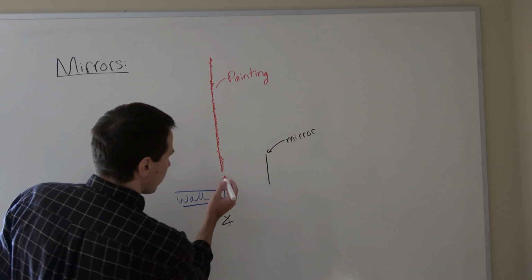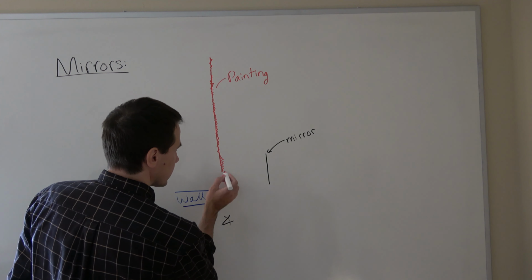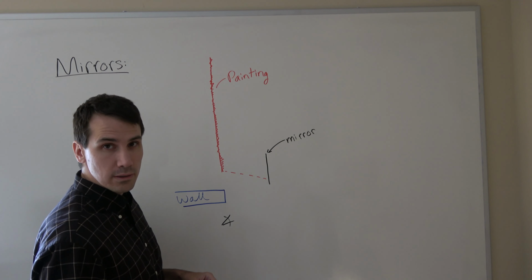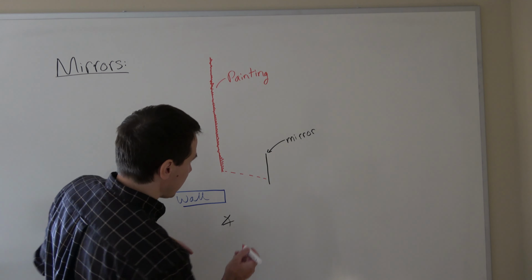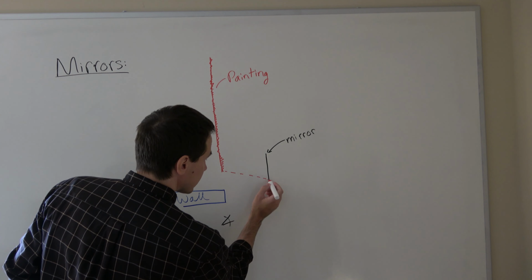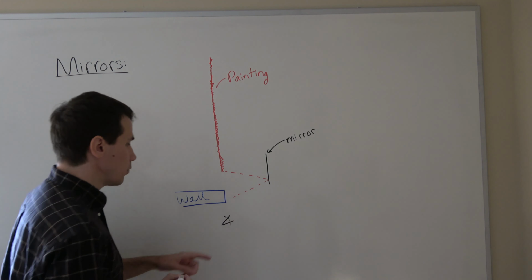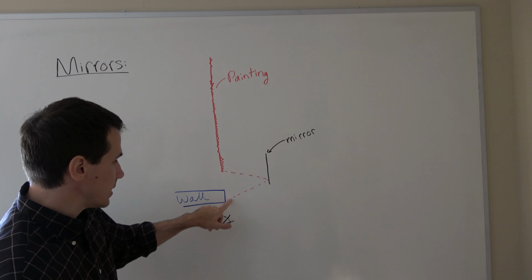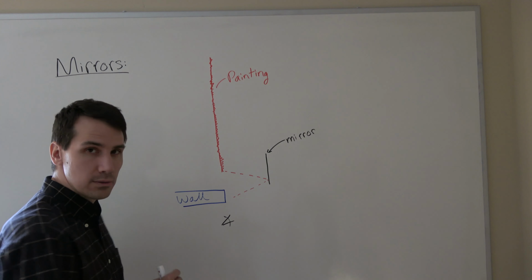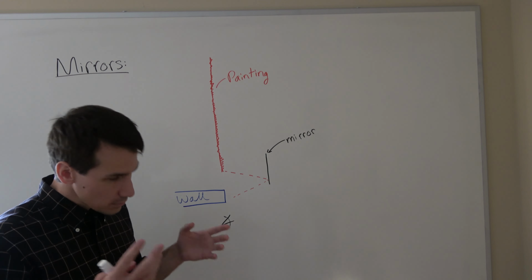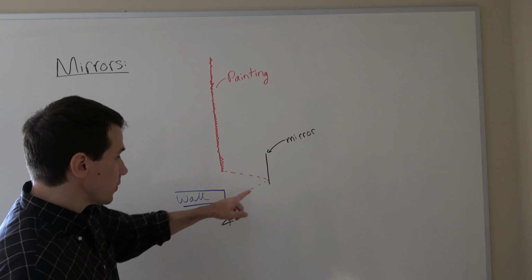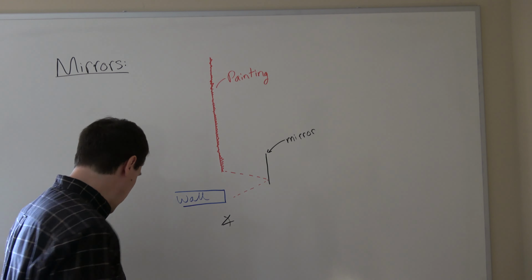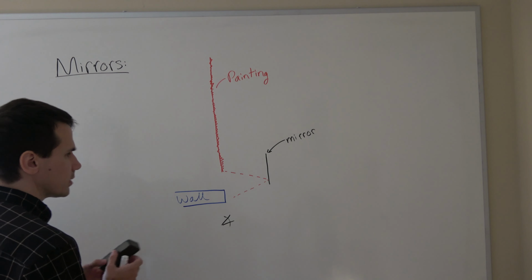Okay, well, if light leaves from the bottom of the painting, and let's say it hits the mirror at this location here, well, that light has to bounce back off at the same angle, which means that light from the bottom of the painting, which hits the mirror here, is going to end up hitting the wall and not your eye. Okay, so you certainly cannot see this light ray because it didn't go into your eye. All right, well, let's try again.